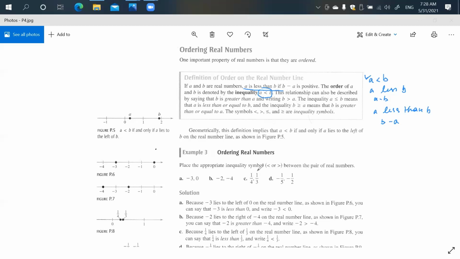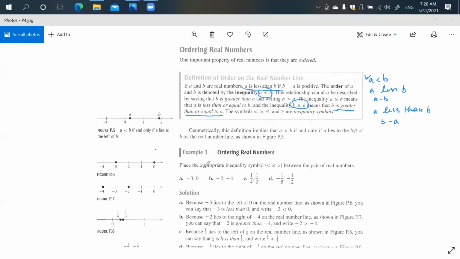Okay, so now we review this one. For example, if we write down B is greater than or equal to A, then the symbol we write down becomes B greater than or equal to A. So this is a kind of definition of the order in the real numbers when we draw any number on the number line.